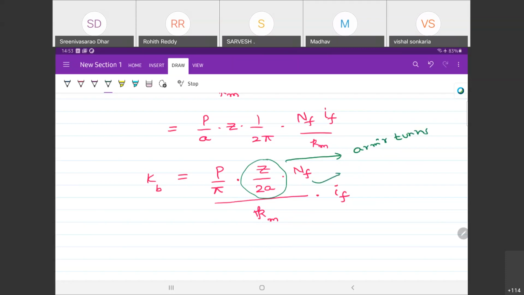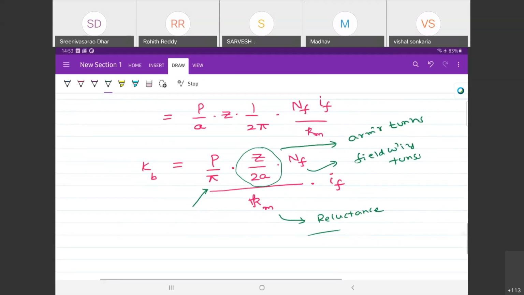And this NF is the field winding turns, and you are dividing by some reluctance, and you have some constant here. So what does the multiplication of two windings divided by reluctance give? Inductance. That gives you the mutual inductance.